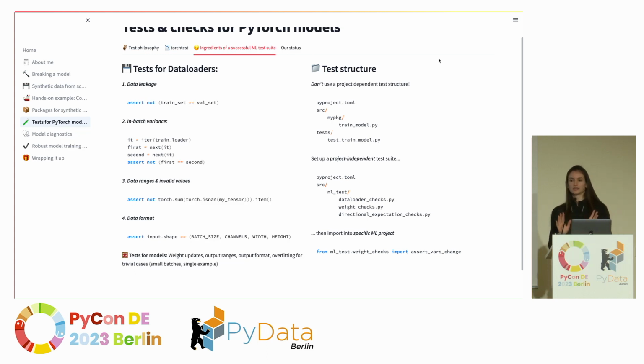A general rule is that if you can't transfer your tests from project to project, you have not written a helpful test for your machine learning test suite. Instead, we would like to have a project-independent test suite, which could look like this. So we have our tests here, and then we have our tests or checks for different components. For example, the data loader, the weights, or also expectation tests. For example, if I assume my model to be invariant to certain input changes. And then when we have built this test suite, we want to import it to any specific machine learning project.